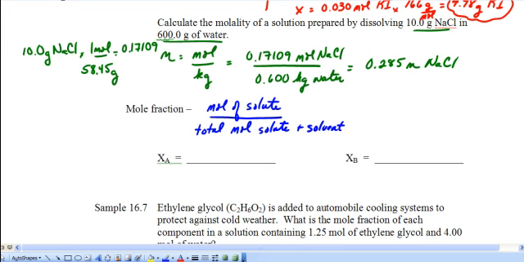Alright, so let's say you mix A and B. You have B in here, it doesn't matter which way you go, and you're putting A inside of that. If you want to figure out the mole fraction of A, it's going to be the moles of A over the moles of A plus the moles of B.